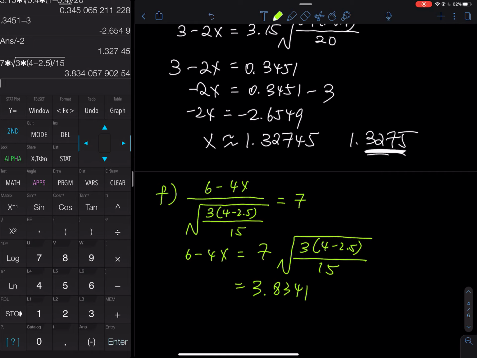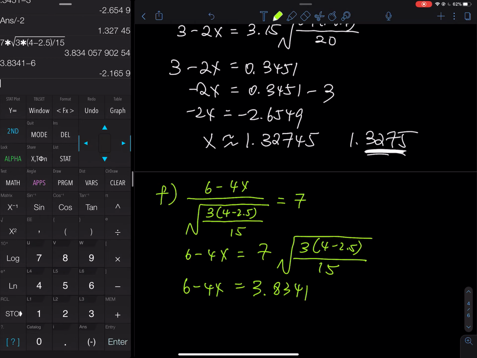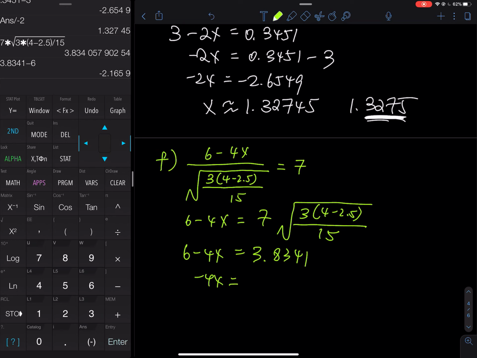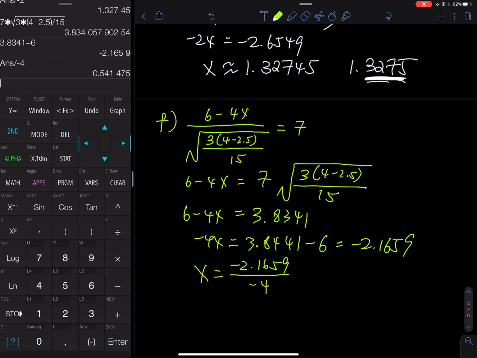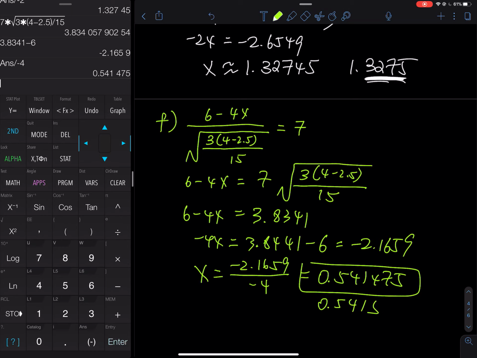3.8341. 6 minus 4x, and then you subtract 6 on both sides, so 3.8341 minus 6, that is negative 2.1659, and then x is equal to negative 2.1659 divided by negative 4. We have 0.541475, so that one you keep all the decimal places. To keep 5, 4, 0.5415. You add 1 to the 4.